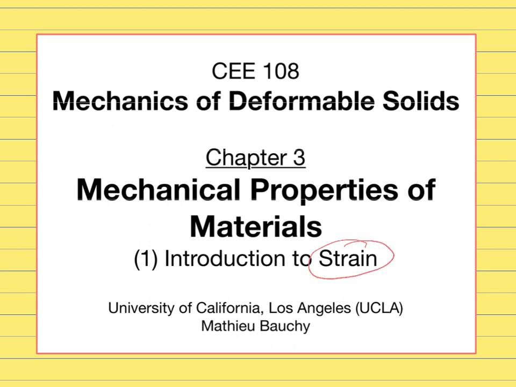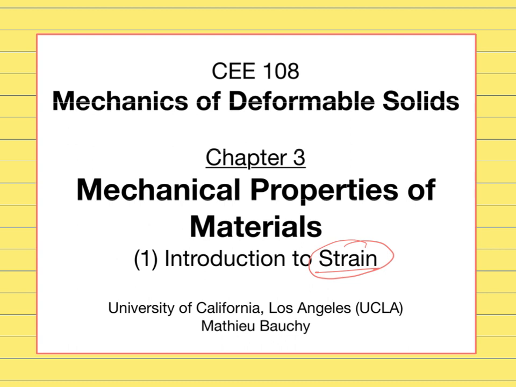The stress is the quantity that we define to characterize the intensity of load per unit of surface. And now we are going to quantify the deformation, the result of the stress. And this is what we are going to define with the strain, which is the metric that we use to characterize how deformed a given material is.